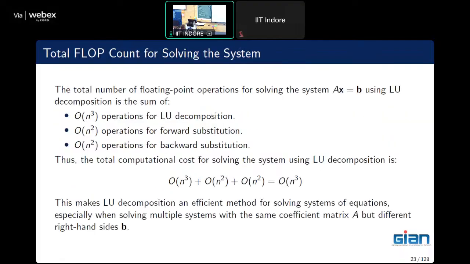Okay. So now, as I told you, you got n cube flops for getting the LU decomposition, plus n square and n square, and the total is n cube flops, which is very large. Okay. This makes LU decomposition an efficient method for solving a system of equations, especially when solving multiple systems with the same coefficient matrix A but different right-hand sides.